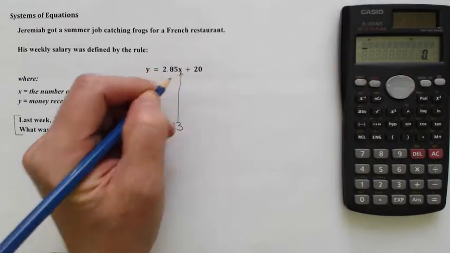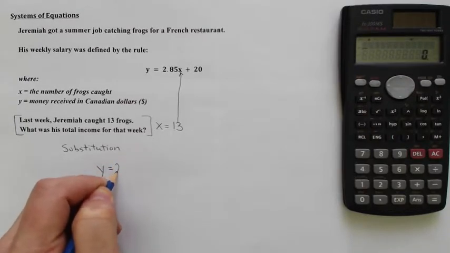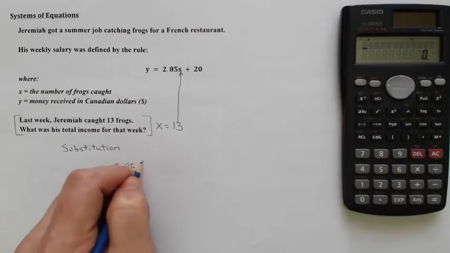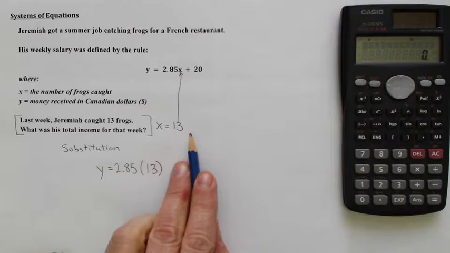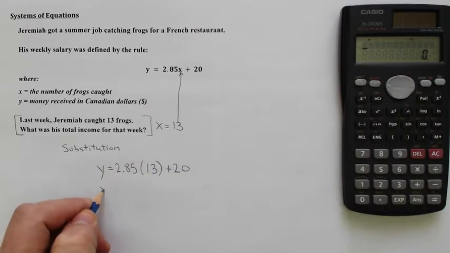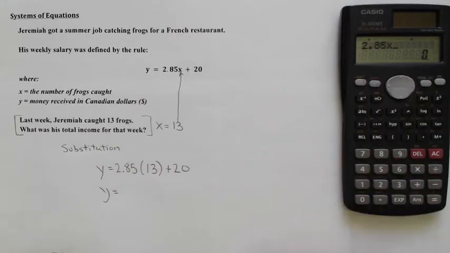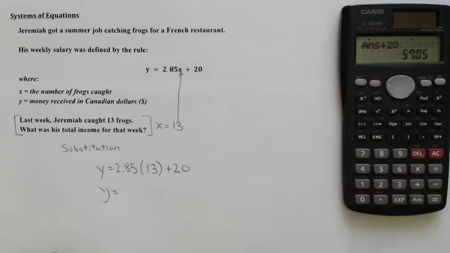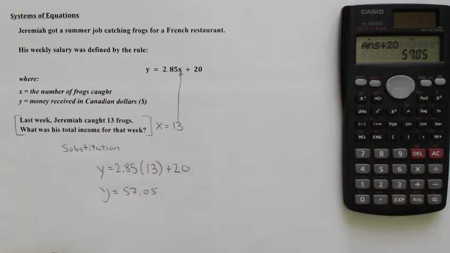So it's really easy. I'm just going to come over here and write y is equal to 2.85, and then do the substitution. X is 13. Right? We know that x is 13, so we put the 13 there, plus 20. And now 2.85 times 13 is equal to that. Add the 20, and he's made $57.05.